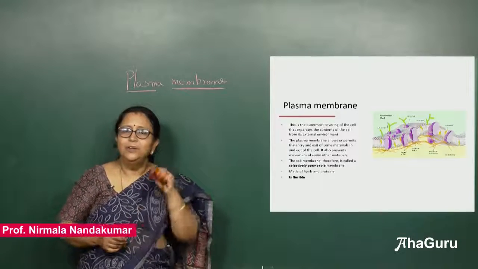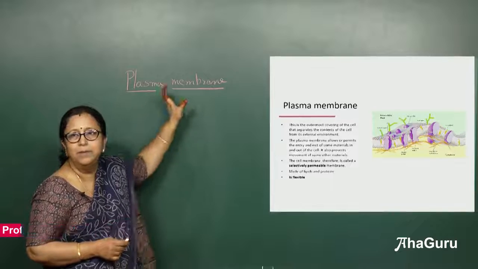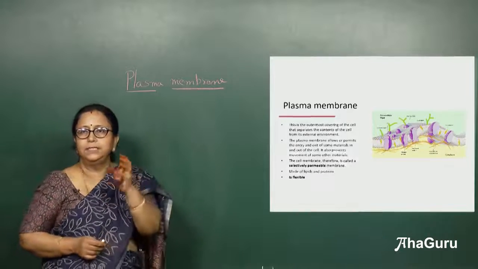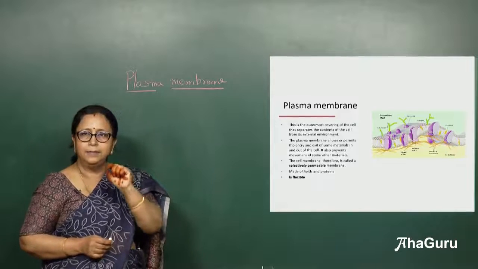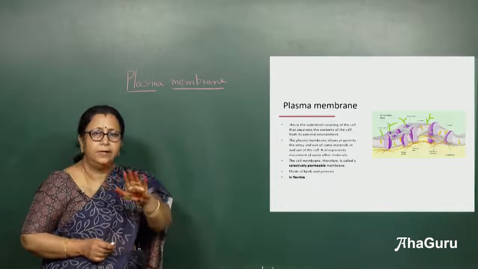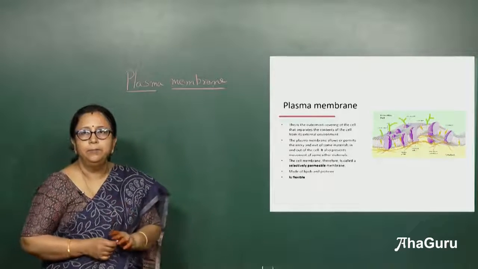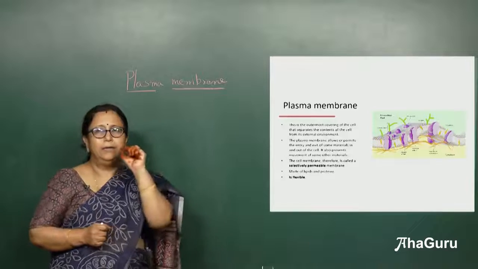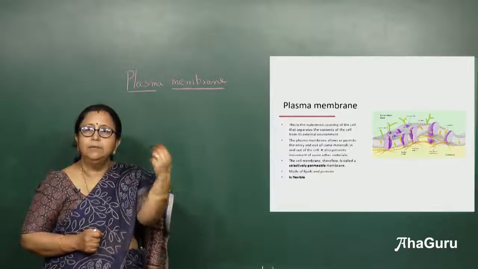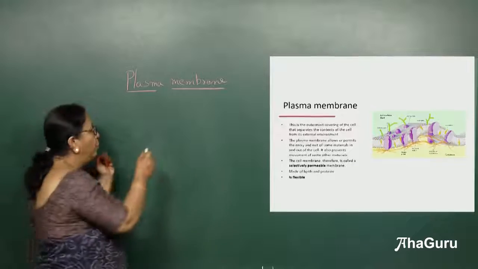Hello. So right now we will look into the structure of the plasma membrane. We were talking about the cell organelles, right? The most important organelle, as I said, which is found in every cell, is the plasma membrane or the cell membrane. It is so important because it controls what comes in and what goes out of the cell, like a door to your home, right?